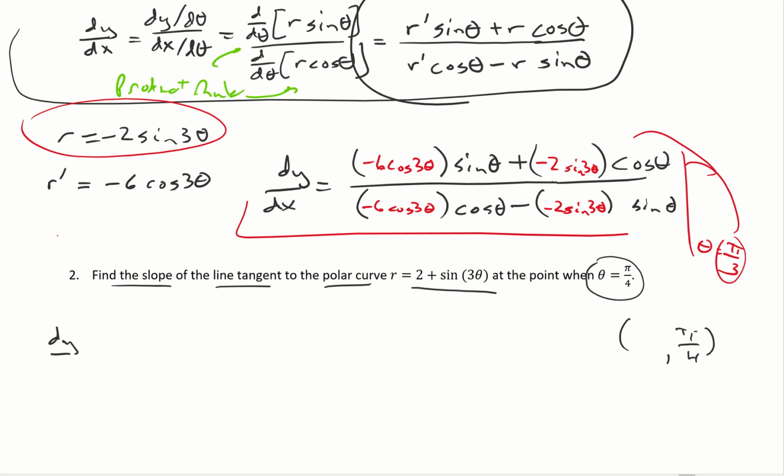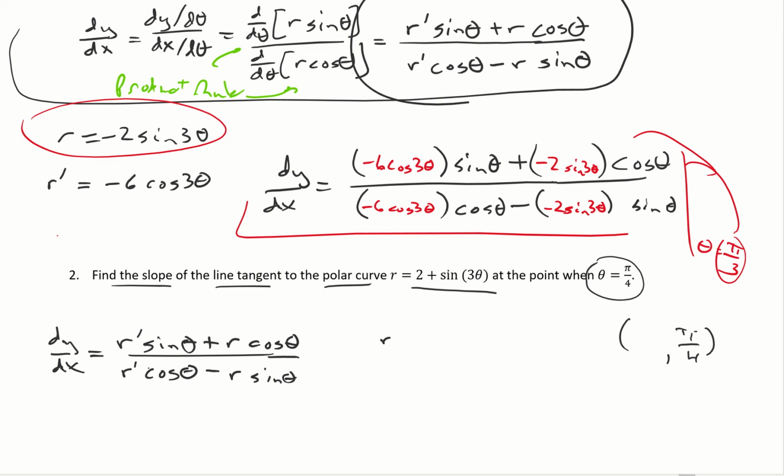So, we're going to do this. We're going to go dy dx is, y upstairs, so that's going to be r prime sine theta plus r cosine theta, and downstairs is r prime cosine theta minus r sine theta. You could easily memorize this, but I've never forced students to do that. Okay, I just leave it alone. It's fine the way it is.